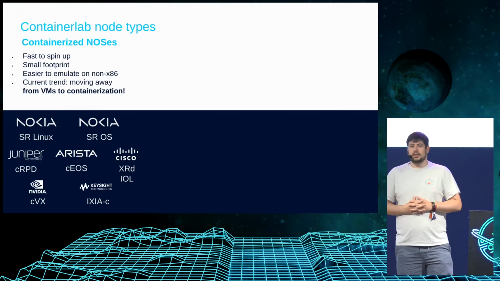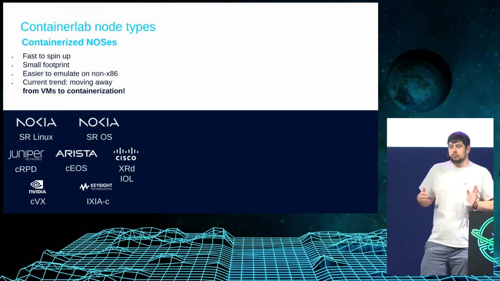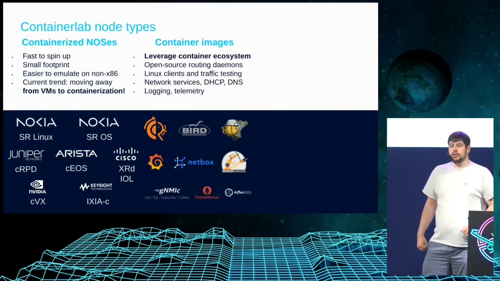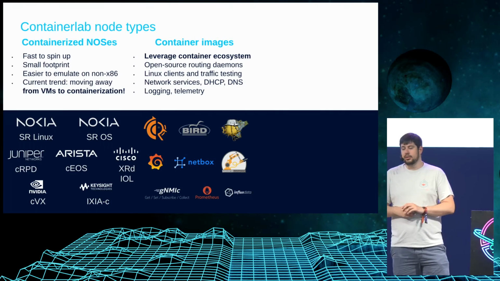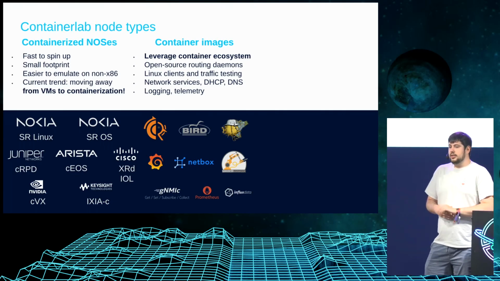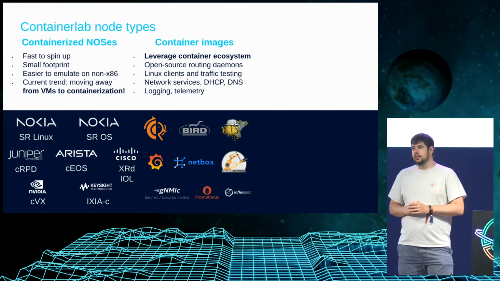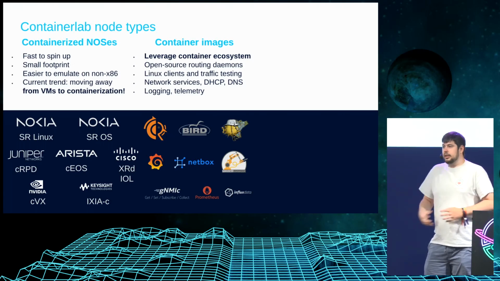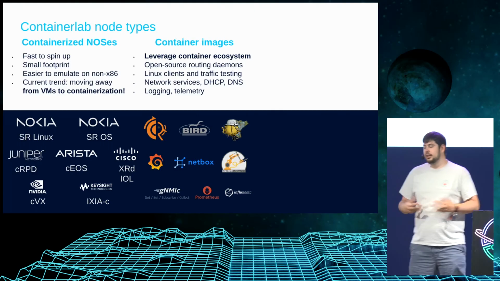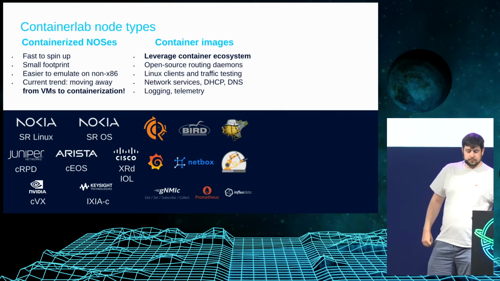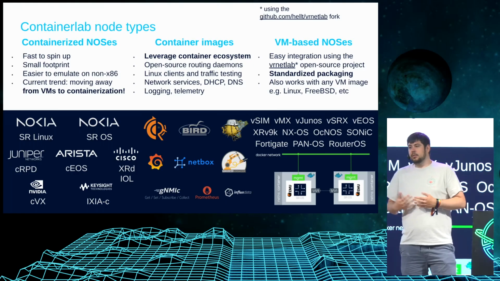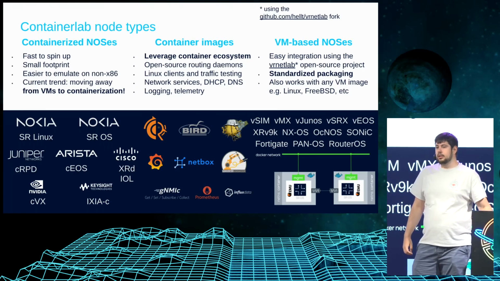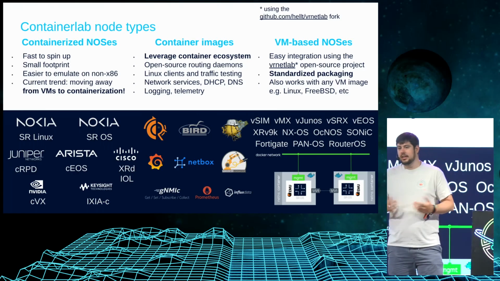And the general trend is that these are the type of network OSs that the industry is moving to. You can also leverage the existing container ecosystem and use existing Docker images or container images to run open source routing daemons or telemetry stacks, or even traffic generators like iPerf in your emulated network topology. And finally, of course, we also provide a solution to run VM-based network OSs in Container Lab as well, because we recognize that many users still need these.